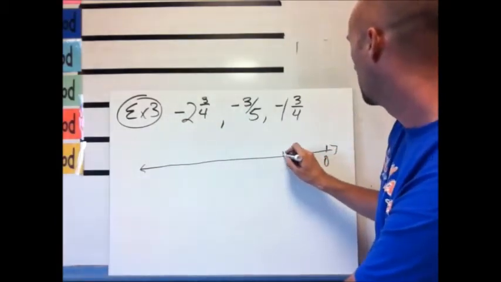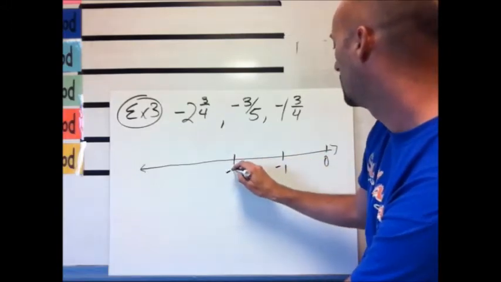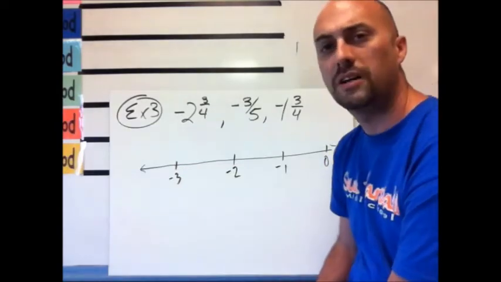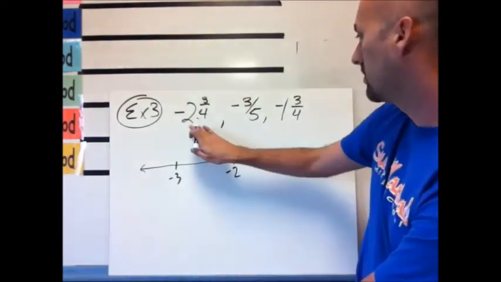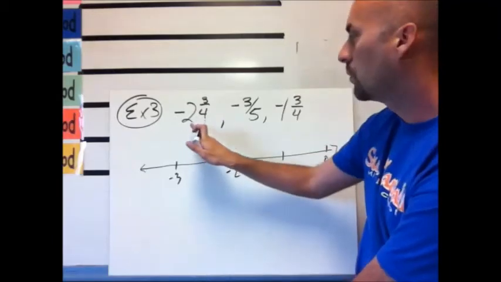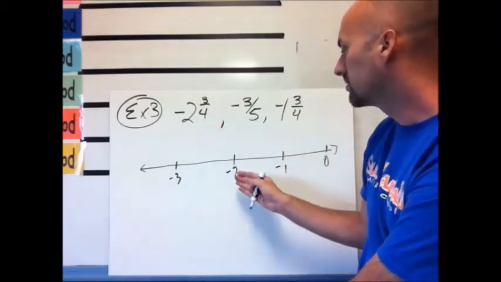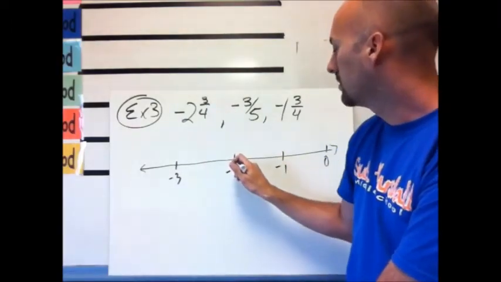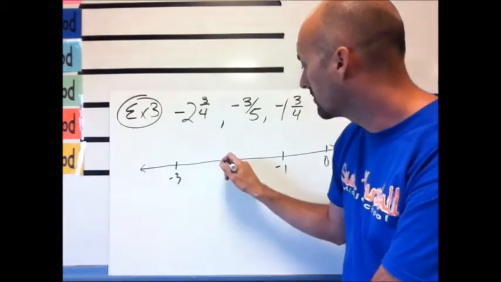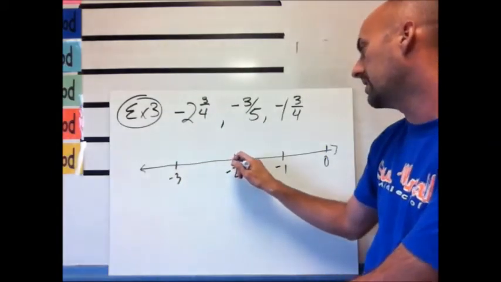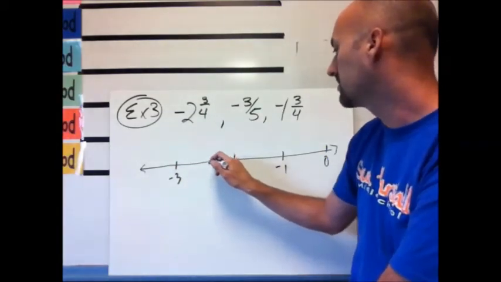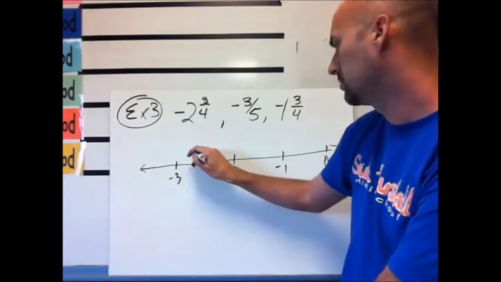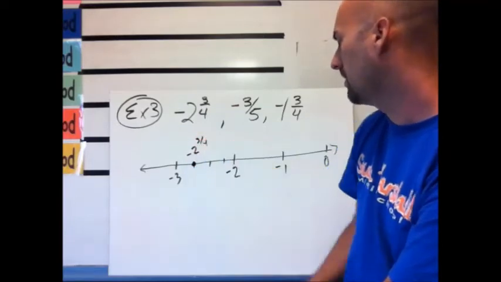Okay, so here's -1, -2, -3. So I'm going to kind of start to graph these, all right? So I'm going to start here, -2 and 3/4. Well, -2 and 3/4 is between -2 and -3. So I go to -2, and now I've got to go an extra 3/4. Is that closer to -3, or is that closer to -2? Well, if I want to divide this up into fourths, I could do that. And it's closer to -3. So there's -2 and 3/4.